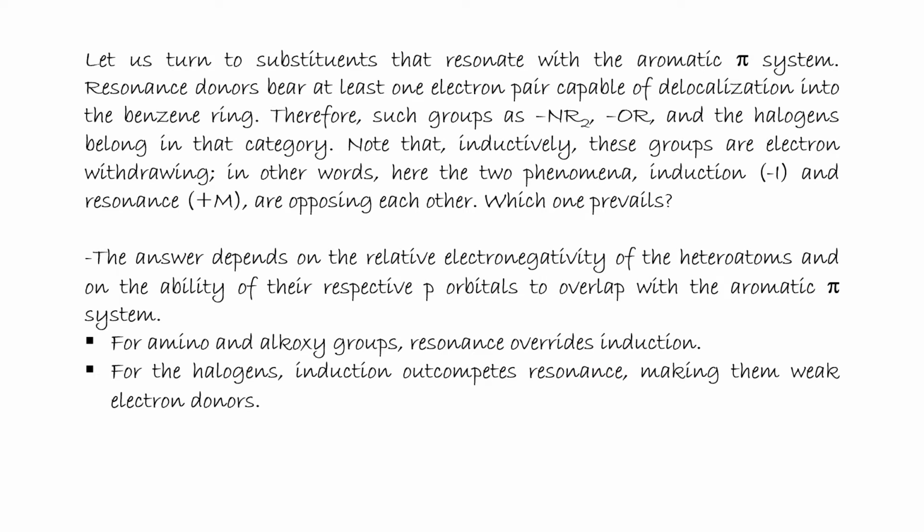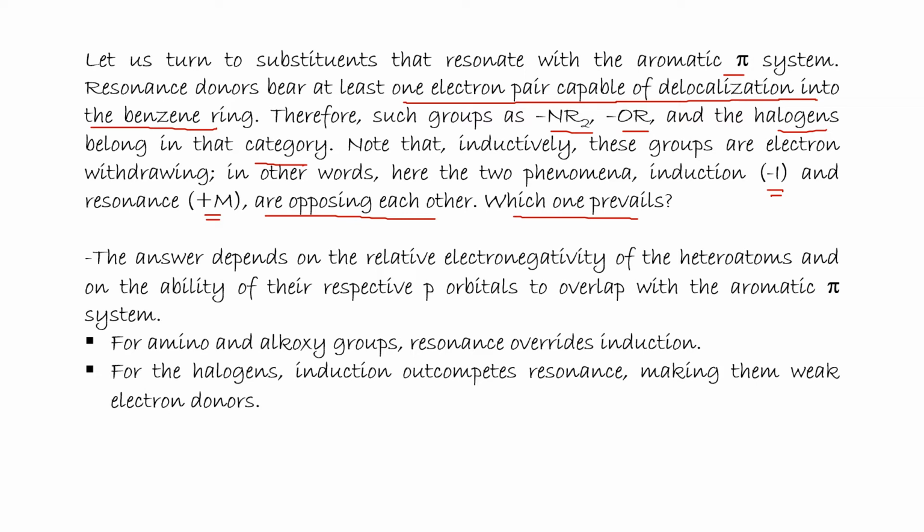Let us turn to substituents that resonate with the pi system. Resonance donors bear at least one electron pair capable of delocalization into the benzene ring. Therefore, such groups, amino groups or alkoxy groups, and halogens belong to this category. They have a negative inductive effect, so by induction they are withdrawing electrons, but resonance will be positive. So it has negative induction, positive mesomeric, which are opposing each other. But which one prevails? Which controls the molecule?